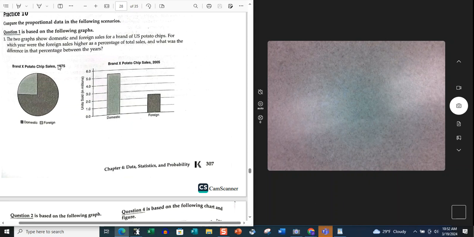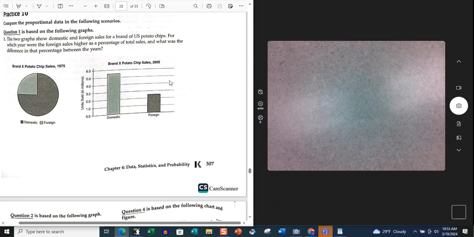Now they tell us here that this is 1975, and as you can see with this pie graph, the darker shaded area is domestic, and the lighter shaded area is foreign. And if you notice, that's about a fourth or 25% of this circle. So we could say in 1975, that's 25%. So now we have to see what percentage this is in 2005. So in 2005, we notice here that the foreign is 2.5 and the domestic is basically 5.5.